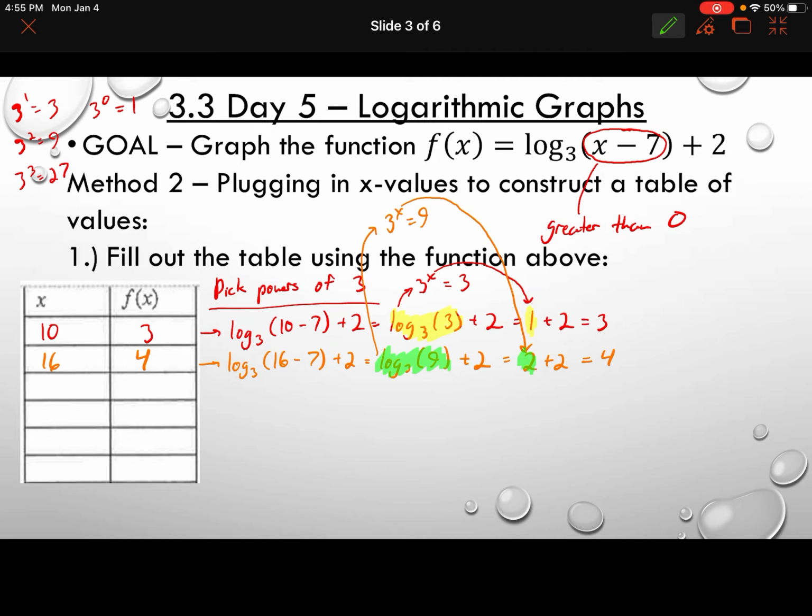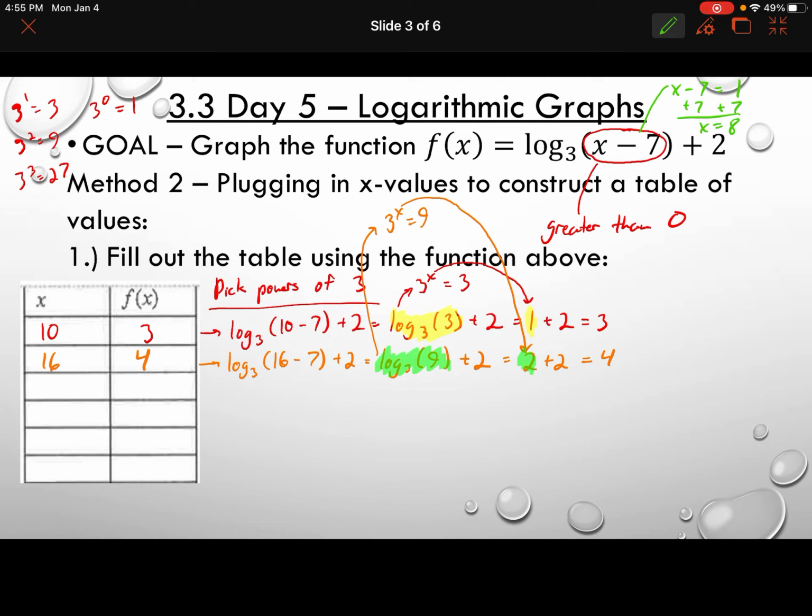Well, here's another way to think about it. If you're struggling a little bit with this idea of how do I get this number if I'm always subtracting by 7, just do a simple equation. I want whatever is inside to equal 1. So I'm just going to set up an equation: x minus 7 is equal to 1. Well, I can solve this by just adding 7 to both sides, and I get x is equal to 8. So that's what I want to plug in.